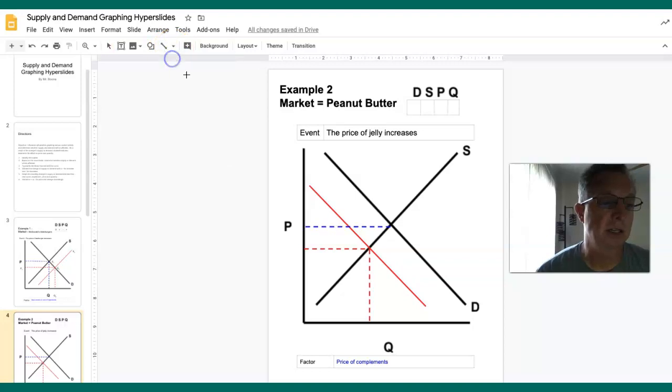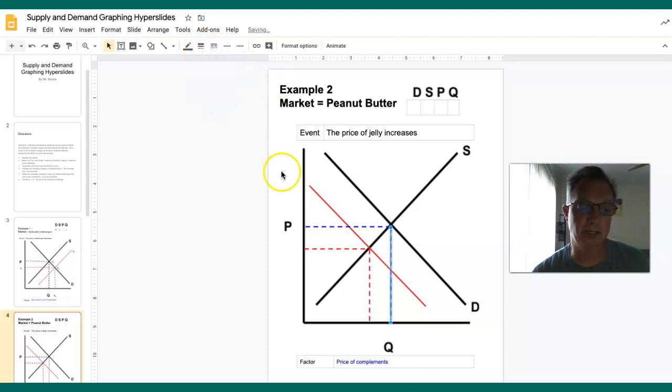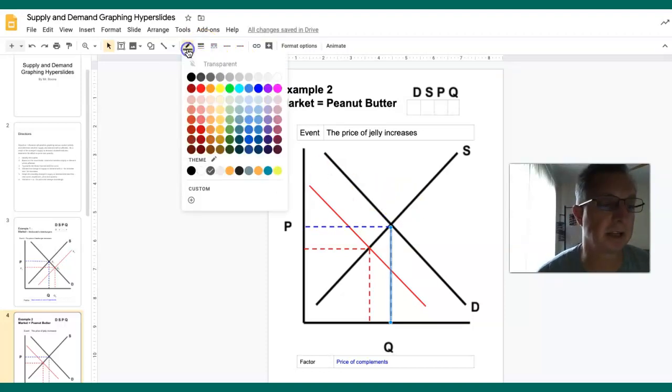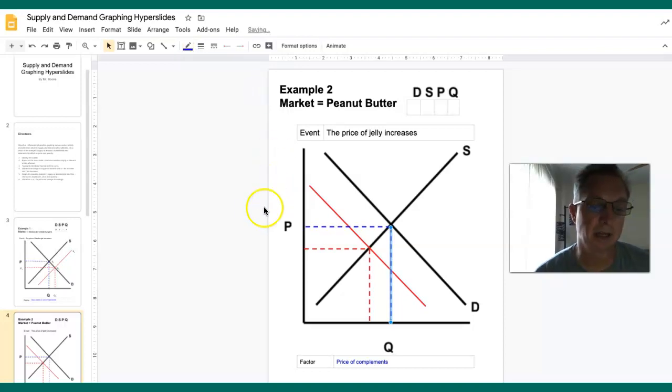Okay, and then moving down the page, we've got another line, and we're going to intersect at our old equilibrium right here and match that up with the old quantity, and it goes to here. 4-point weight, there we go, and we're going to give that some color too. And the last step is to label.